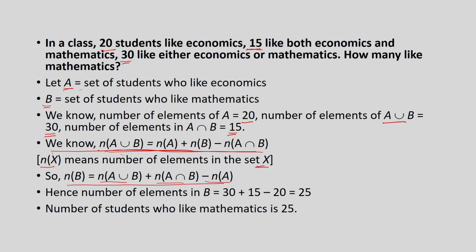That will actually solve our problem if we use this relation. We know A intersection B is 30 students who like either economics or mathematics, plus 15 students who like both economics and mathematics, minus 20 students who like economics. So, 30 plus 15 minus 20, that will give me 25. So, that is the answer. The number of students who like mathematics is 25.